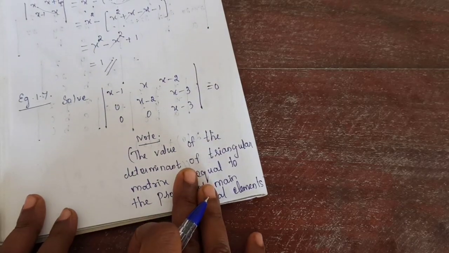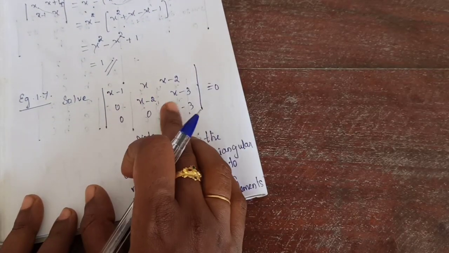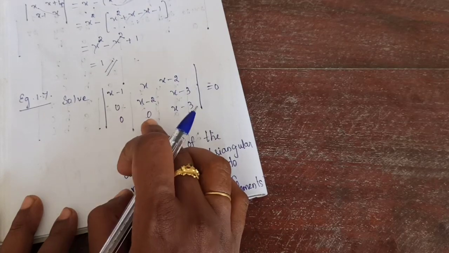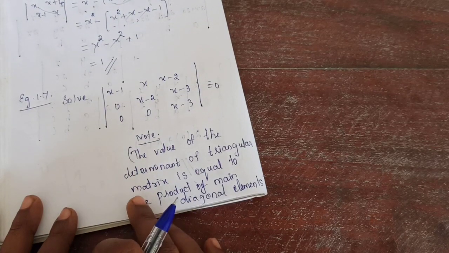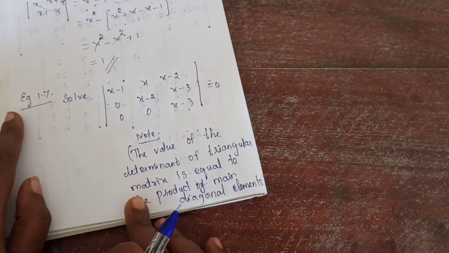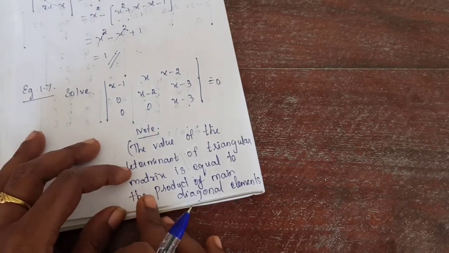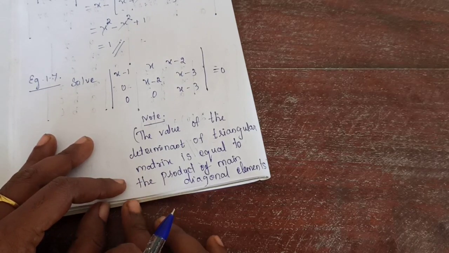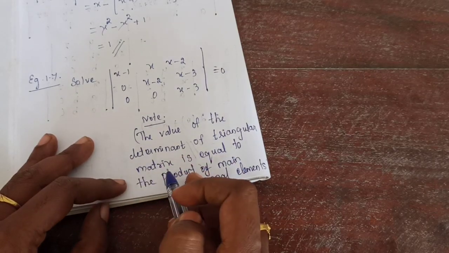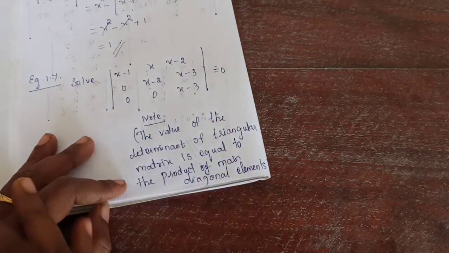Solve the determinant x minus 1, x minus 2, 0, x minus 2, x minus 3, 0, 0, 0, x minus 3 is equal to 0. Okay. So there is one note in your book. Near this question one note is there. I wrote here, that is the value of the determinant of a triangular matrix is equal to the product of the main diagonal elements. Okay. So in the note they said that it's a triangular matrix.